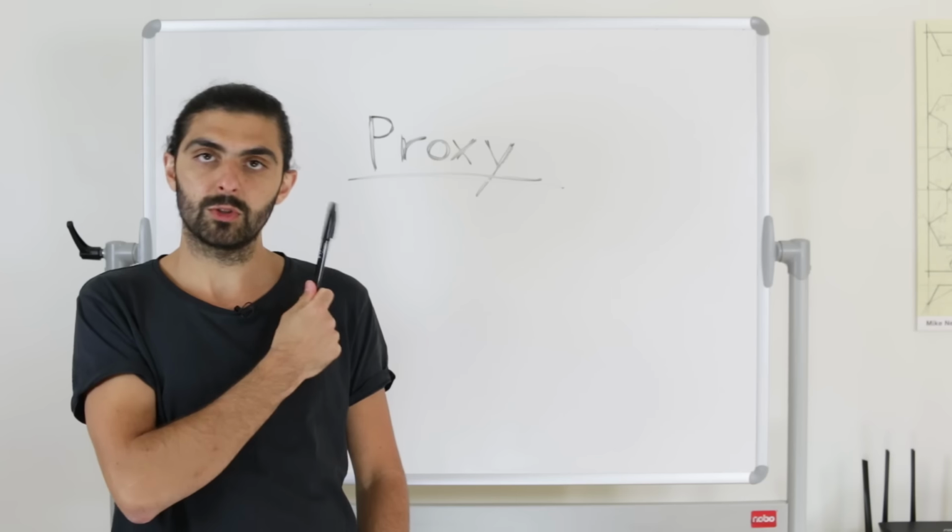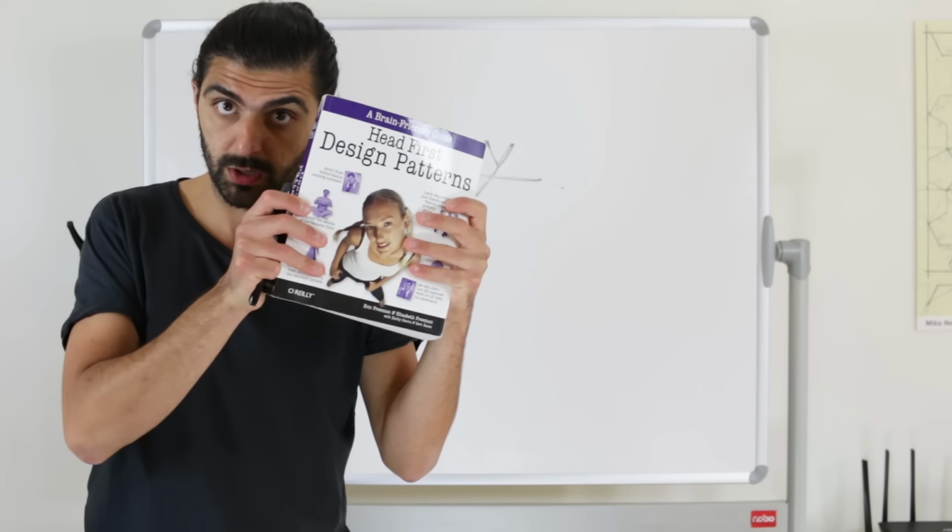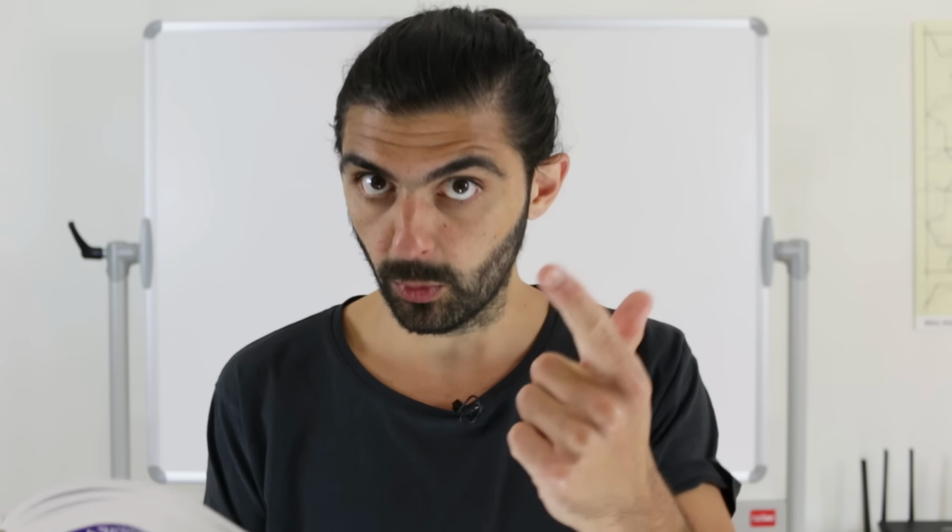Now let's move on. So what is the proxy pattern? Let's simply start off with the definition from this book. In the Head First book, we get this information. The proxy pattern provides a surrogate or placeholder for another object to control access to it. Again, the proxy pattern provides a surrogate or placeholder for another object in order to control access to it.